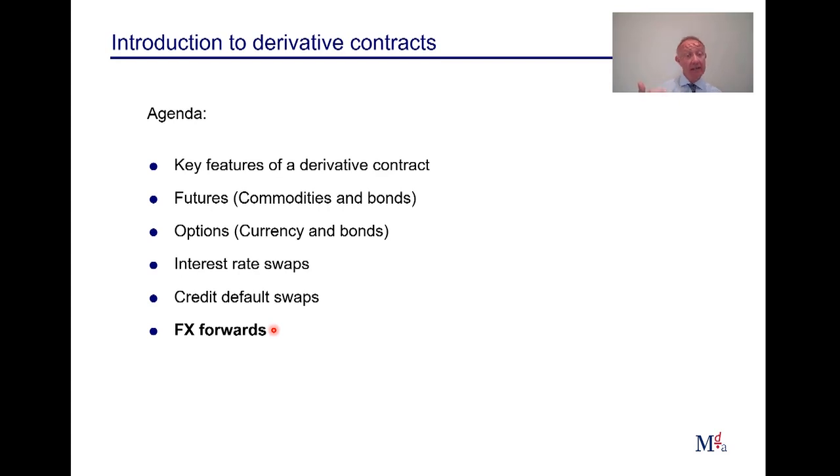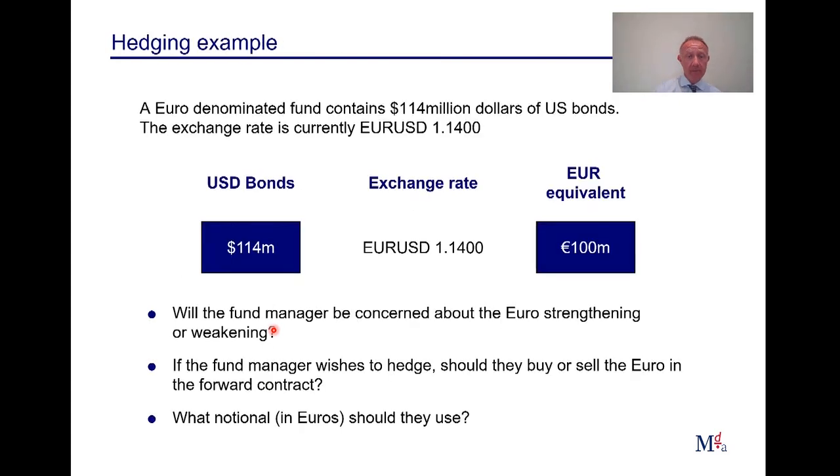Our last contract is an FX forward. FX forwards are normally used to hedge exposures to overseas currency. Here, we've got a fund which is denominated in euros, but we've got a holding in US dollar bonds. We bought $114 million worth of bonds. The exchange rate is 1.14. So in euros, that would be 100 million euros. We are worried about the dollar strengthening.